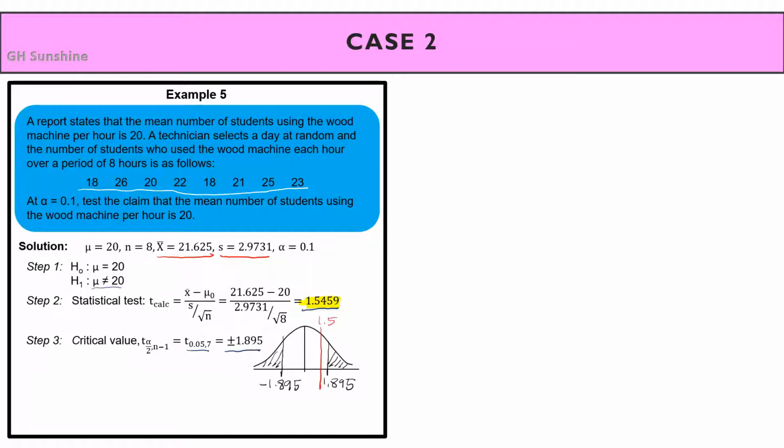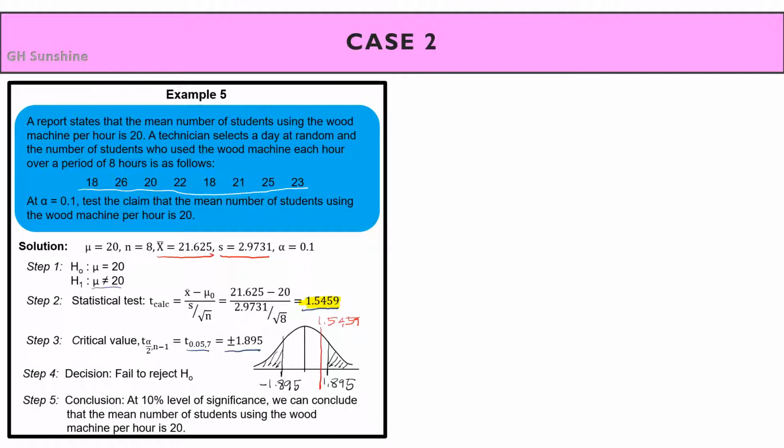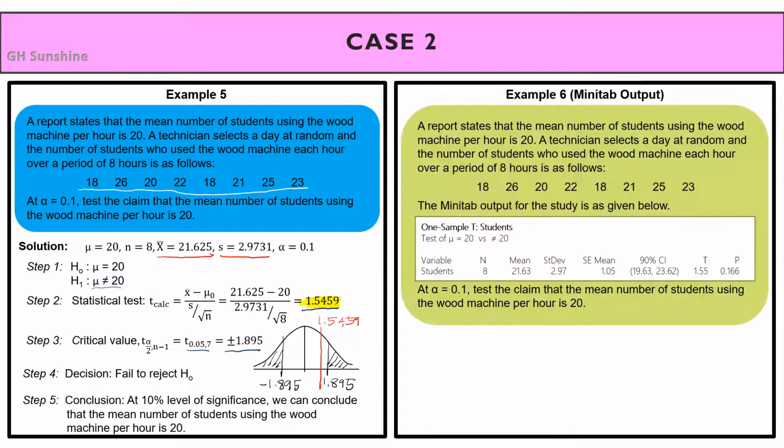So 1.5459. The value of T calculation is not in the rejection region. Therefore, fail to reject H0. At 10% level of significance, we can conclude that the mean number of students using the wood machine per hour is 20. Let's look at the same example but using Minitab output.